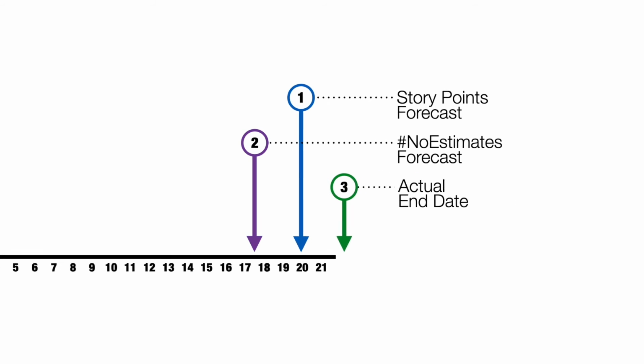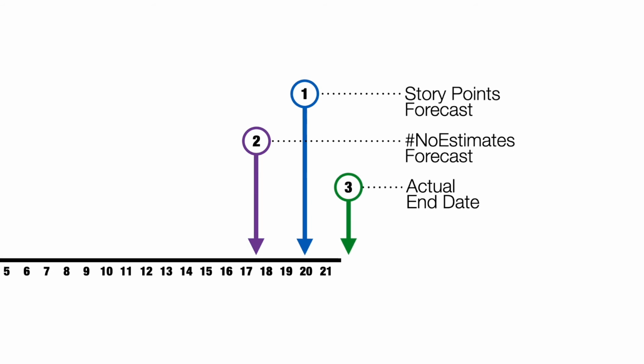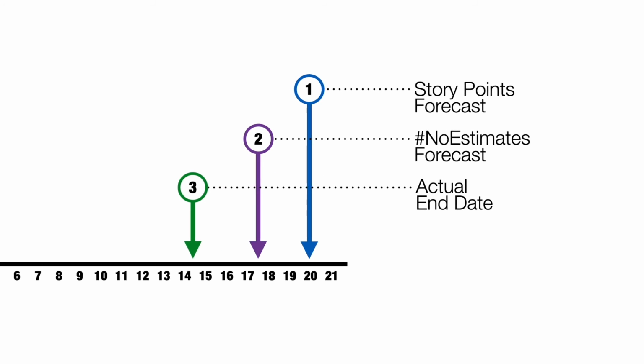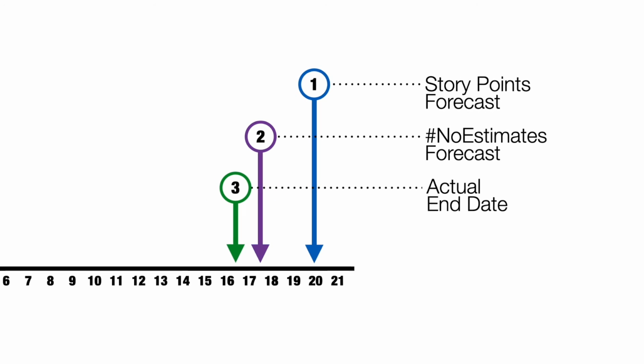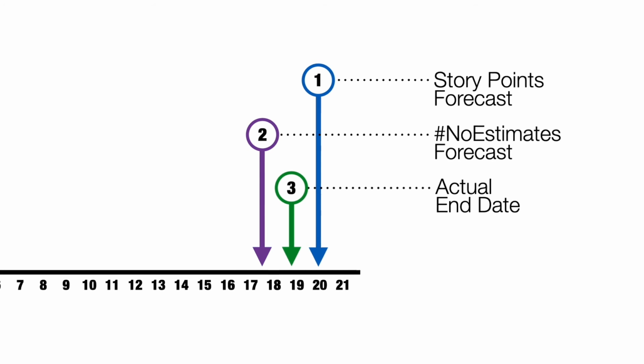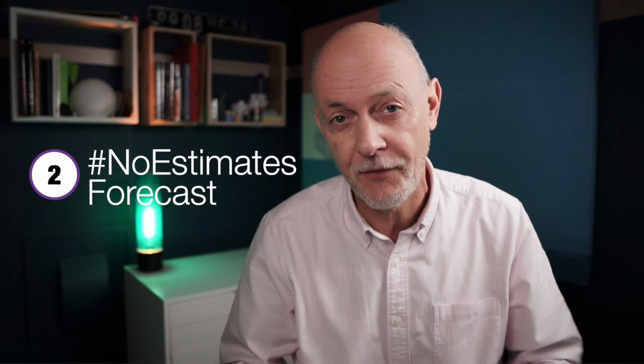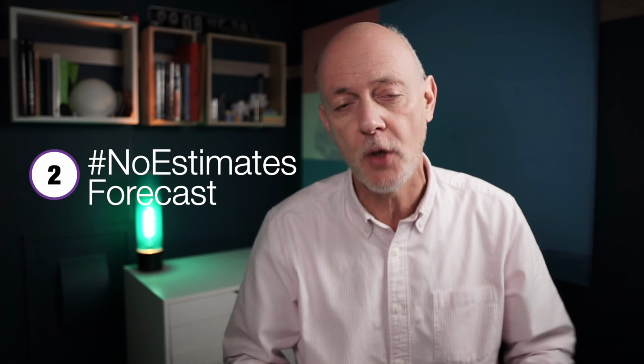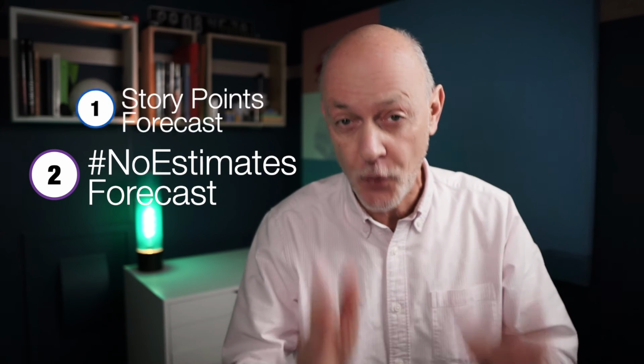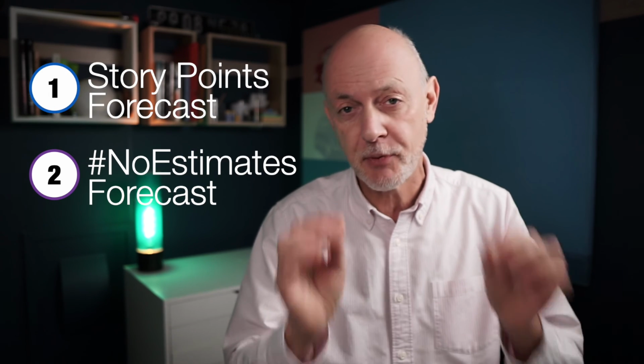Well, that all depends on the actual end date. If it's here, the story point forecast wins. If it's here, the NoEstimates forecast wins. If it's here, well, I guess we call it a draw. Okay, back to Vasco and his real data in those real repos. What did he discover? Well, for most of the repos he looked at, the NoEstimates forecast was as good or better than the story points forecast at predicting the actual end date.